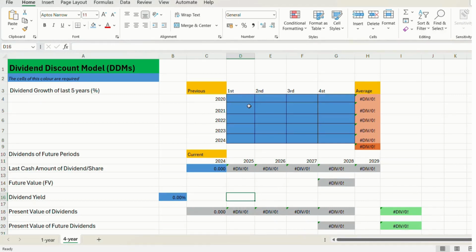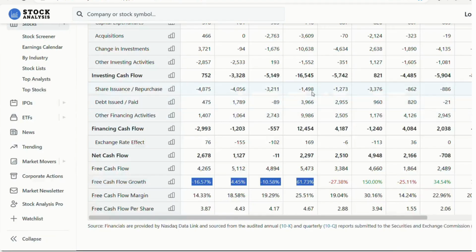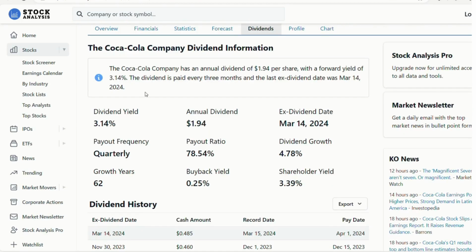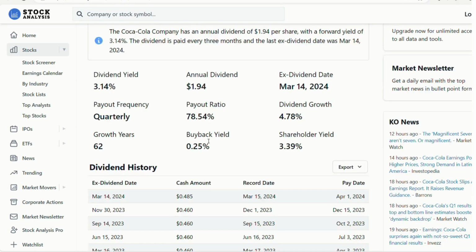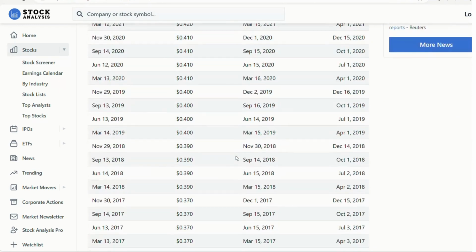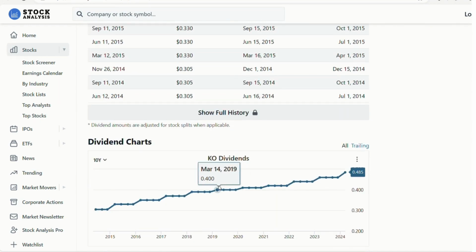As we can understand, because Coca-Cola provides dividends 4 times inside of the year, we need the model which is about the 4 dividends inside of the year. So we are going to come here to the dividend information, which provides us all of these elements that we need.